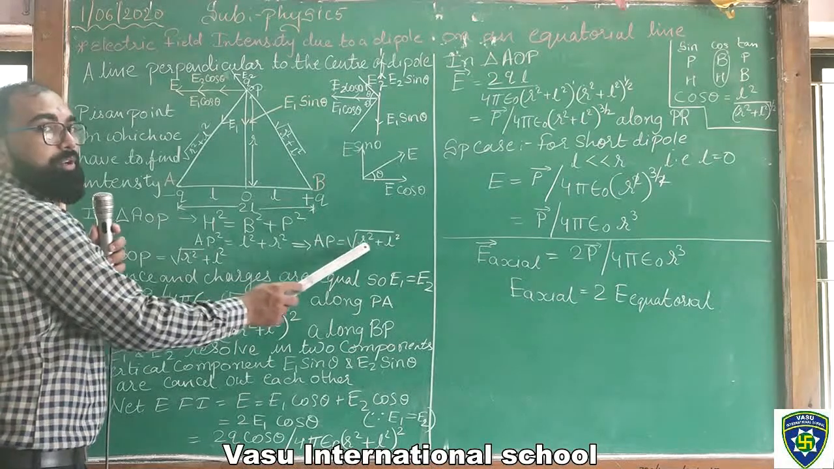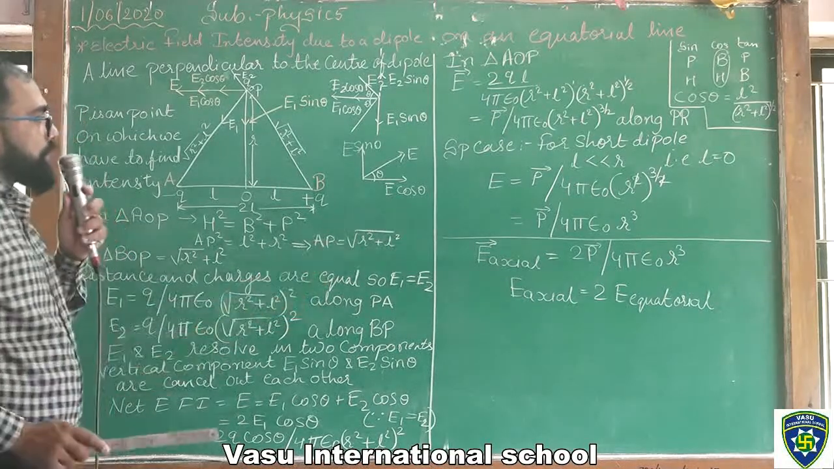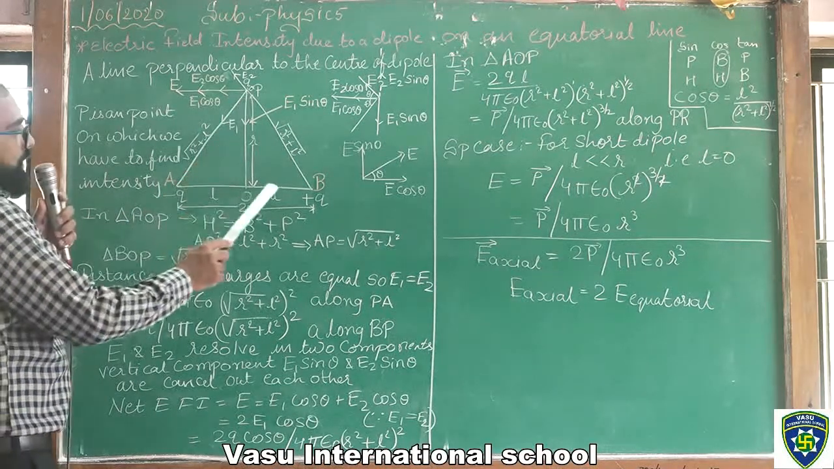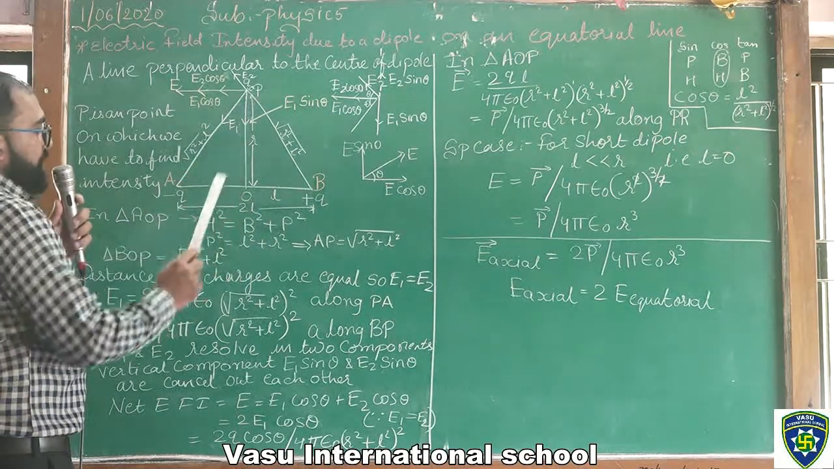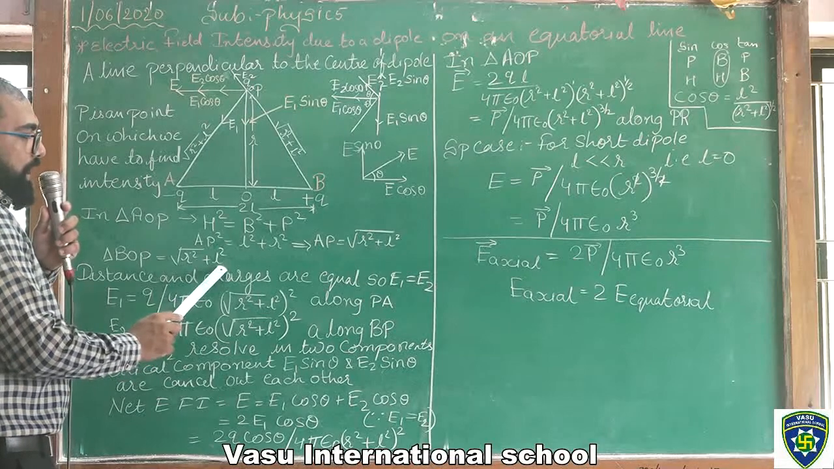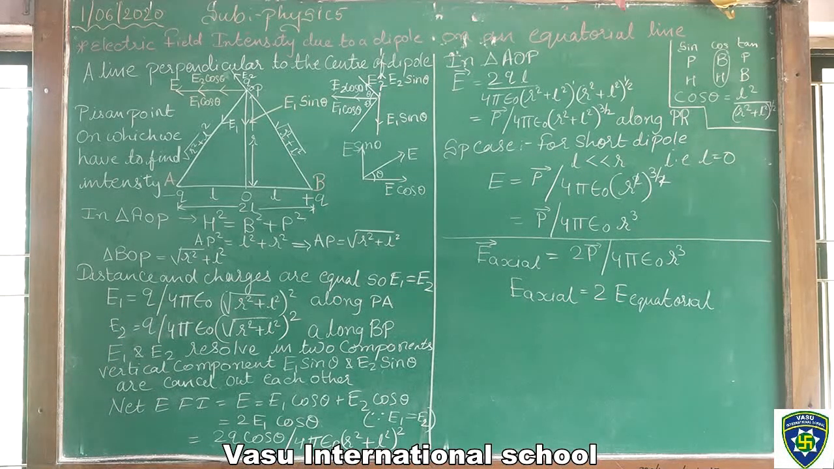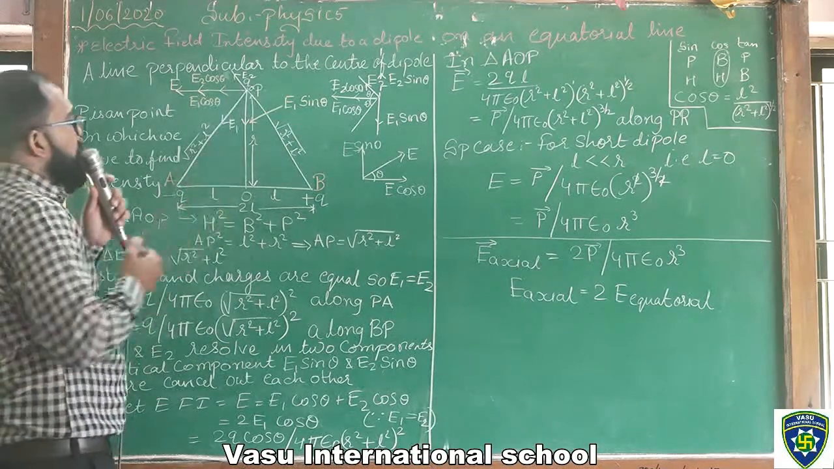So AP is equal to square root of R square plus L square. Now we have to find the next triangle, that is BOP. That will be the same, that is square root of R square plus L square. Now distance and charges are equal, so E1 is equal to E2.